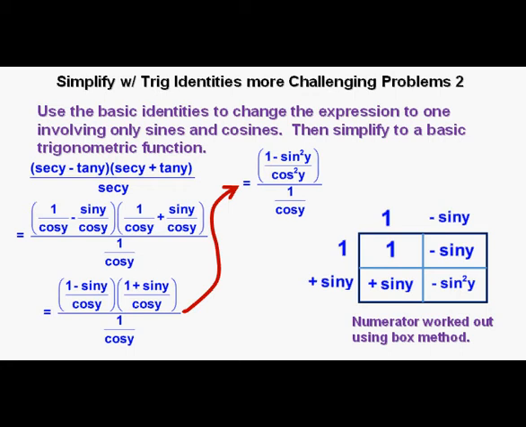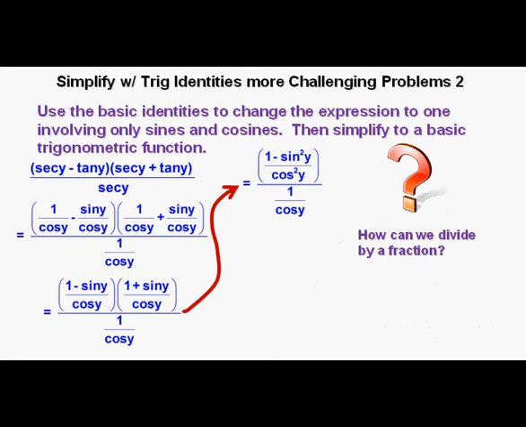And if you question how we came up with this numerator of 1 minus sine squared y, this is how we did it, shown in the lower right using the box method. Sine y and minus sine y cancel each other, so we have 1 minus sine squared y. Now, back to our simplification.